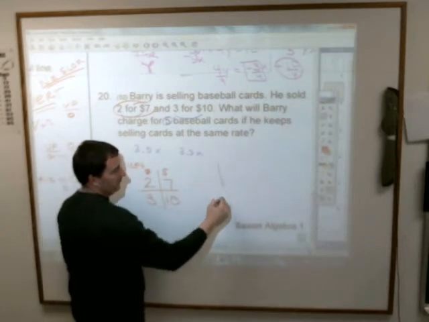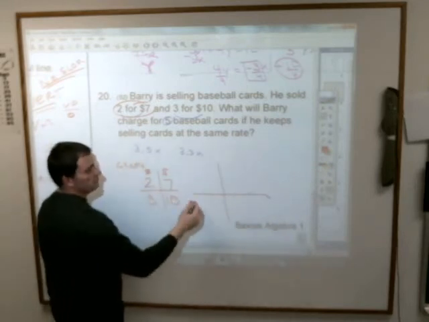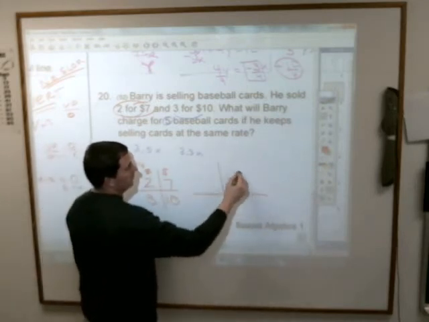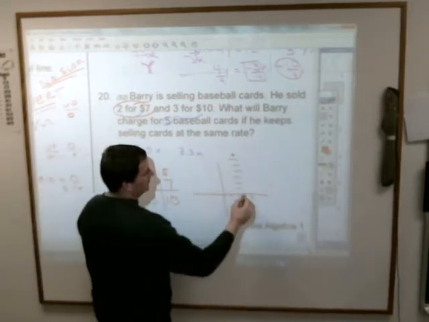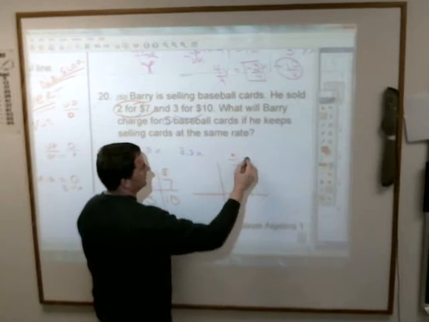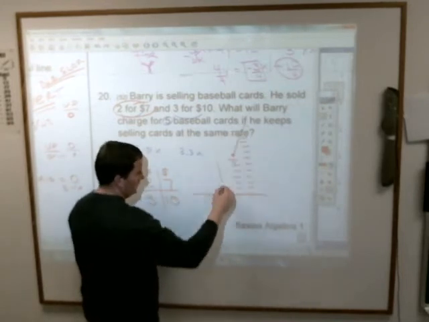And the other one is 3 for 10, Sage. See though how I got those 2 points? 2, 7, 3, 10. Get a piece of graph paper. Plot 2, 7. 1, 2, 3, 4, 5, 6, 7. You can't do it freehand because this has got to be exact. 3, 10. 1, 2, 3, 4, 5, 6, 7, 8, 9, 10. Get that line.